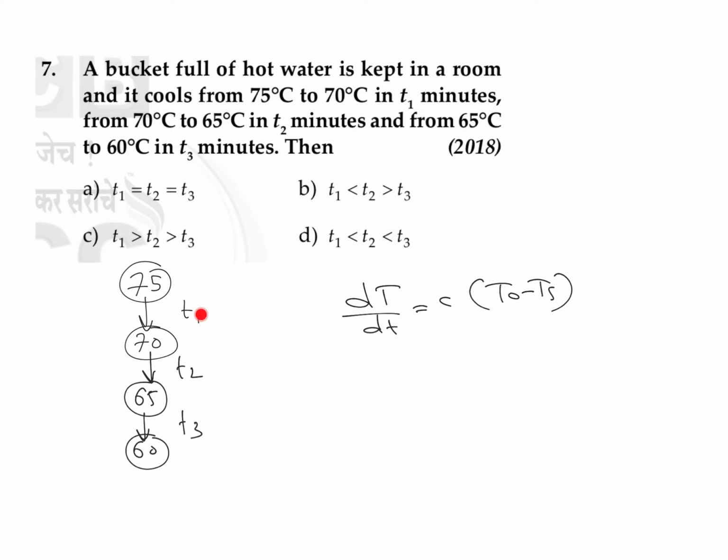That means now it is going to take more time for the same change in temperature. So we can say that this T3 will be more than that of T2, which will be more than that of T1. So according to the given options, we can say that option D is correct.